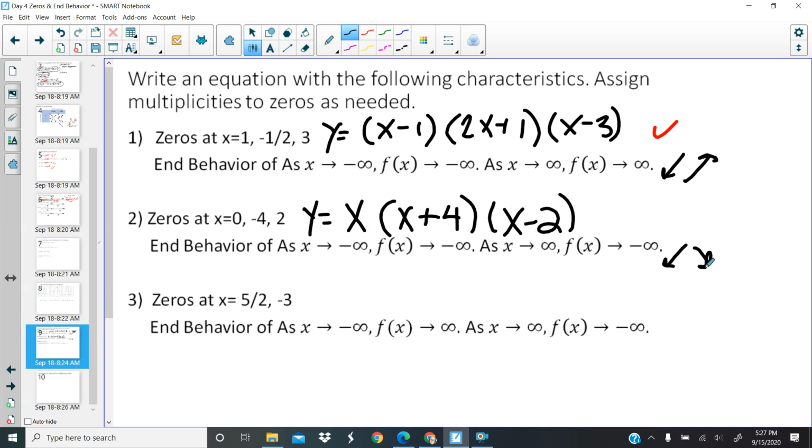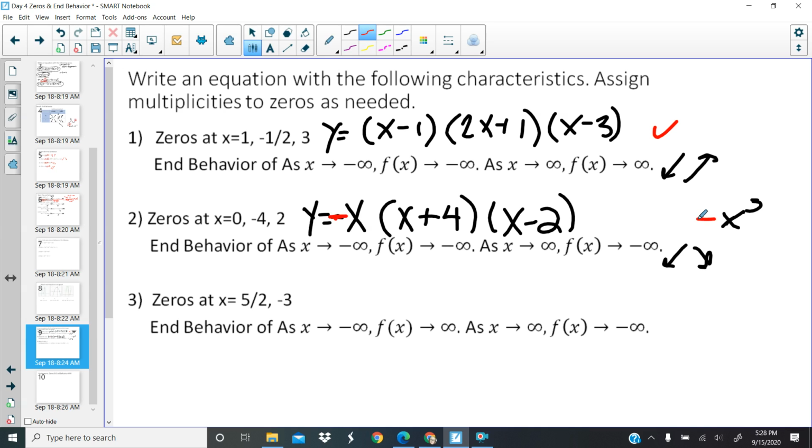So we know that the highest exponent needs to be even, and the coefficient on that term needs to be negative. So if we multiplied out the x times x plus 4 times x minus 2, then x times x times x is going to give us x cubed, and it's going to be positive. So one thing that we need to change is that we need to make this negative. And let me do this in a different color to indicate that we are changing things about it. So we need it to be negative. So now we have a negative x cubed.